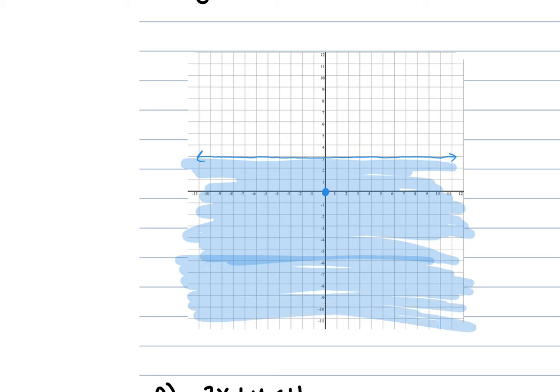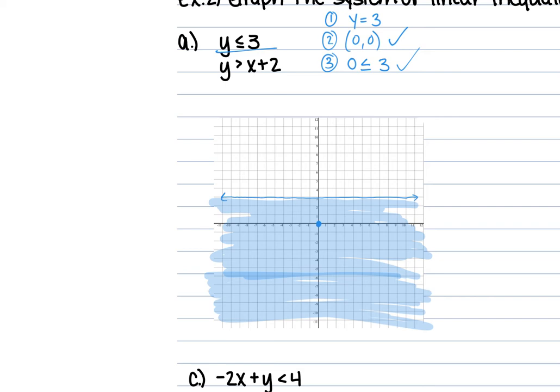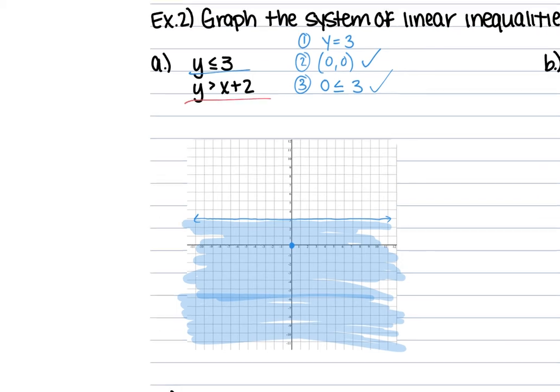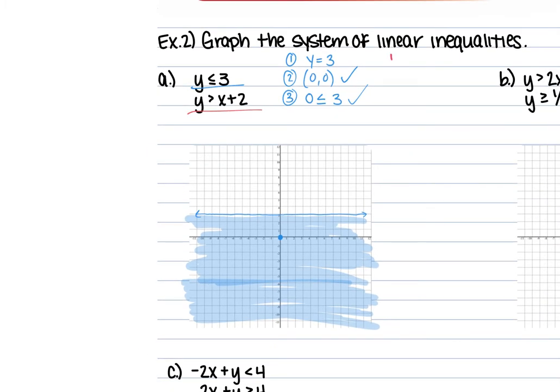Okay. So we are exactly halfway done, okay? We've graphed one of the lines, and we've also shaded in our region, okay? The second equation is y is greater than x plus 2. So let's do the same exact steps. Step number 1, rewrite it as y equals x plus 2.